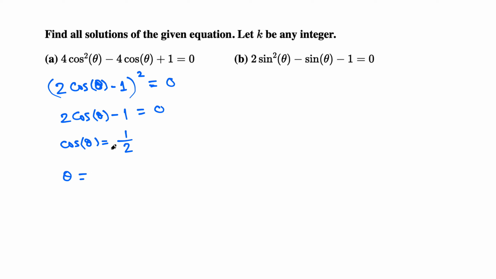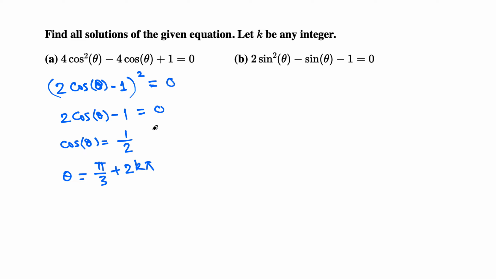Okay, and we know that cosine and sine values repeat after 2 pi. Right? We can add 2 pi, 2 times 2, 4 pi, 6 pi, or we can subtract 2 pi, subtract 4 pi, etc. So 1 over 2, cosine is positive in first and fourth quadrant. So cosine is 1/2 where? 60 degrees, pi over 3. And we write 2 pi k or 2k pi.